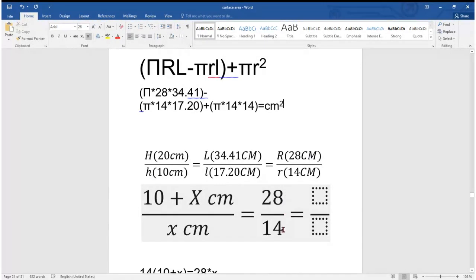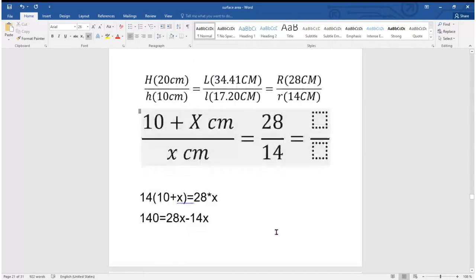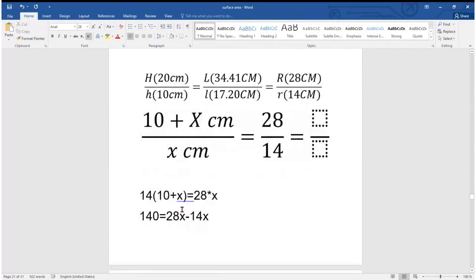So you cross multiply. Cross multiplying here means 14 multiplied by 10 plus x, then x multiplied by 28. Where you have 14 times 10 is 140. Now 14 times x is 14x. So 14x was on this side, so here we would have plus 14x. And then here is equal to 28x.